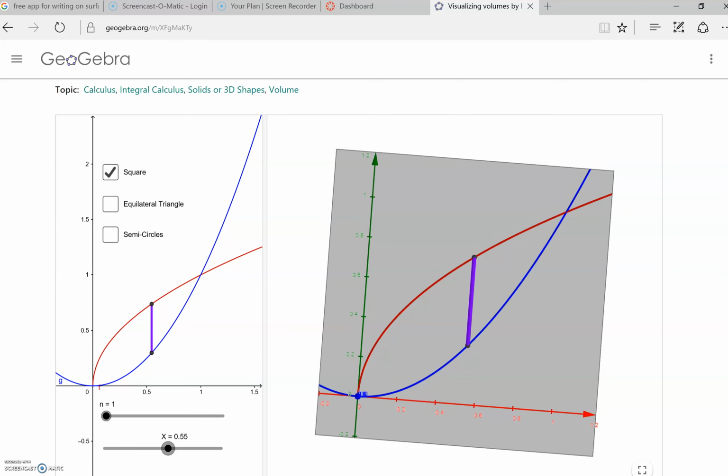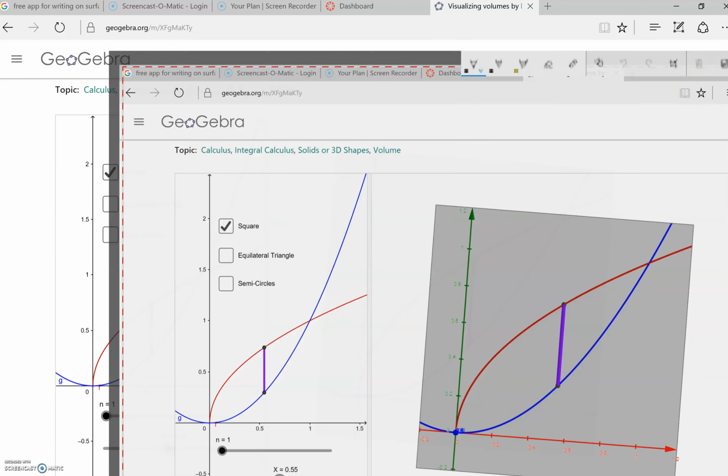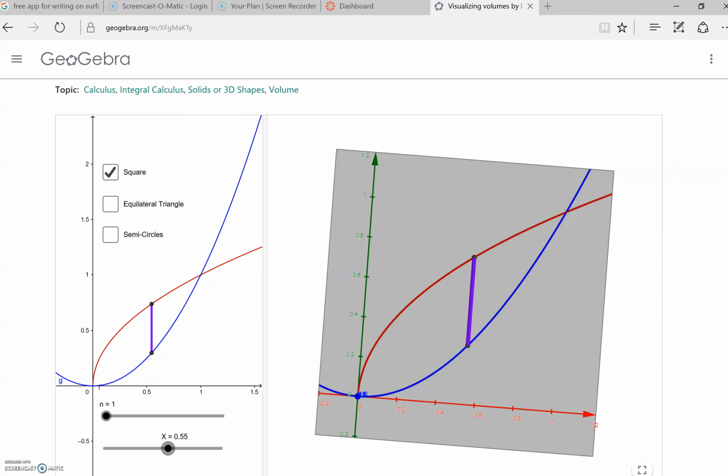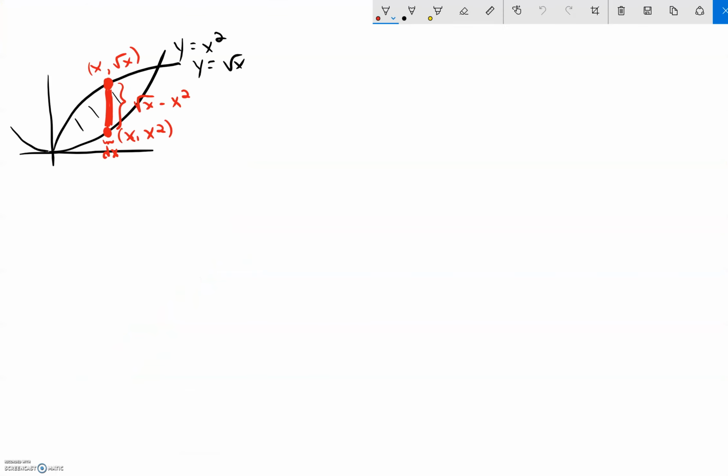So this is what we're going to do. We're going to go back over here to our whiteboard, and I want you to think about that cross section actually is a square tile, and that square tile looks something like this.